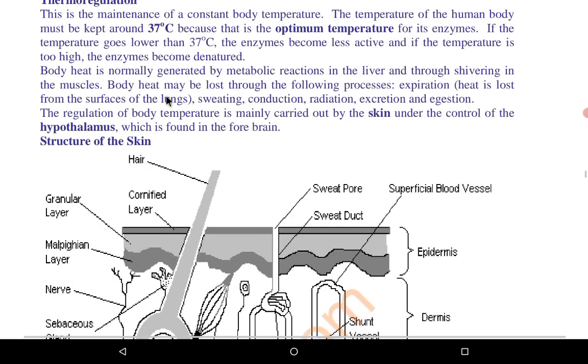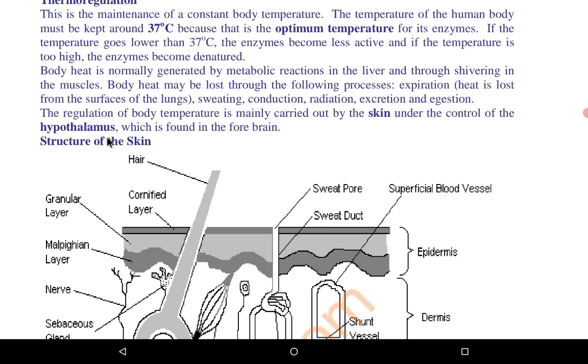Okay, so body heat is normally generated by metabolic reactions in the liver and through shivering. Okay, when you're shivering, you're creating heat. That's why most of the time when it becomes so cold, your body will start shivering to generate heat in your body. So body heat may be lost through the following processes: expiration from the surface of the lungs, sweating, conduction, radiation, excretion, egestion.